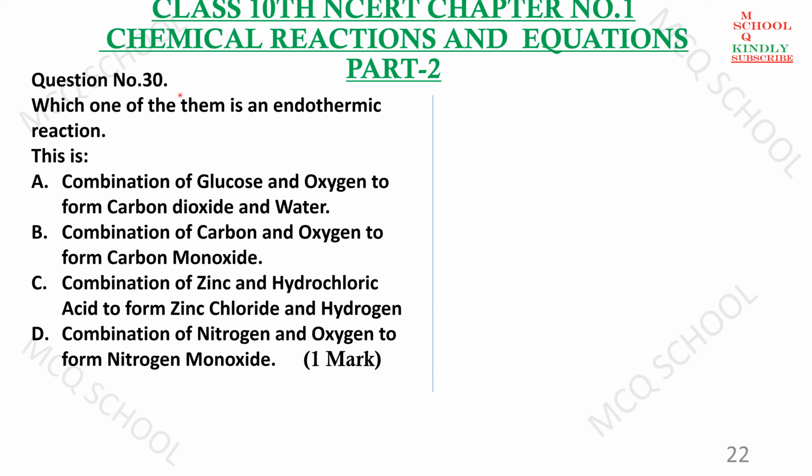Let us take question number 30. Which one of them is an endothermic reaction? We know endothermic reactions are those reactions in which heat is needed. The options are A. Combination of glucose and oxygen to form carbon dioxide and water. B. Combination of carbon and oxygen to form carbon monoxide. C. Combination of zinc and hydrochloric acid to form zinc chloride and hydrogen. D. Combination of nitrogen and oxygen to form nitrogen monoxide. What is the answer as per you?